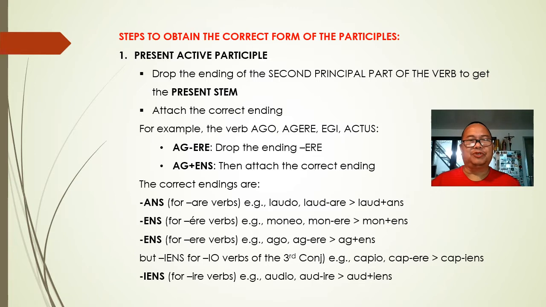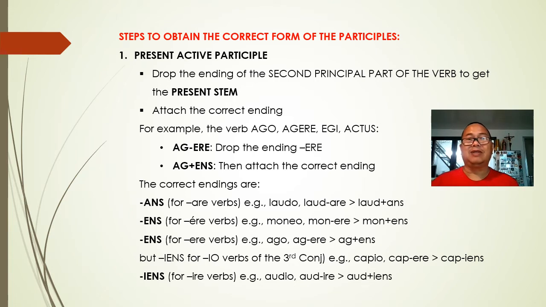Okay, we now proceed to the steps. How do we obtain the correct form of the participles? So number 1, ang present active participle. How do we get the correct form of the present active participle? 2 steps. First step, drop the ending of the second principal part of the verb and you will get the present stem. Yun ang ipigsasabi kong importansya kang form of the verb.